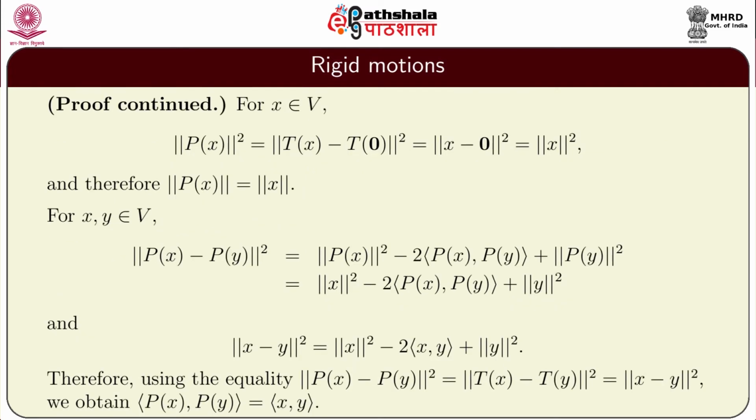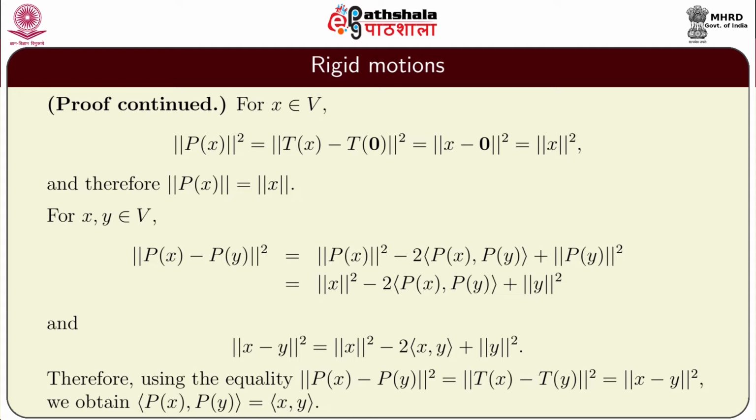Now for x in V, norm of Px squared is equal to norm squared of Tx minus T0, and that is the same as norm squared of x minus 0, because T is a rigid motion, which is the same as norm of x squared, and therefore norm of Px is equal to norm of x.